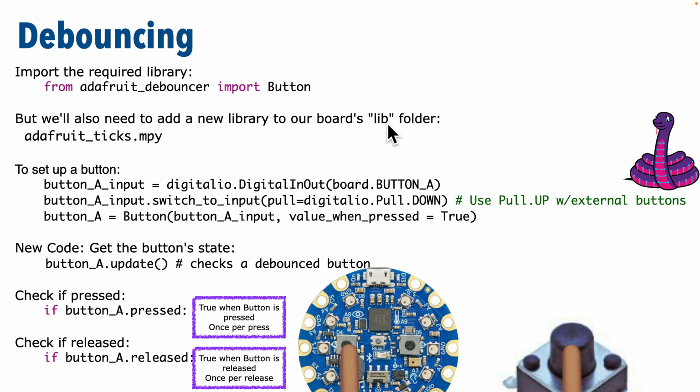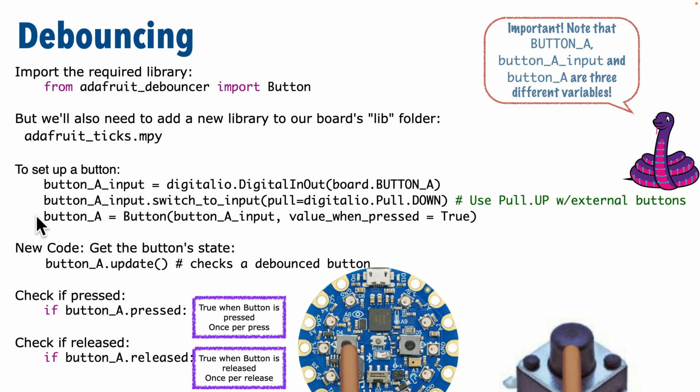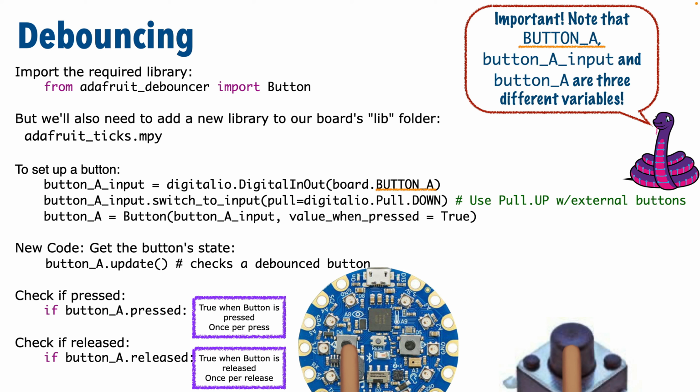Now, another thing that we change is the way we set up our buttons as well. So instead of just 2 lines, we need 3 lines. And Blink is telling us to watch out: the 3 variables, all caps BUTTON_A, button_A_input, and button_A are all different. It's really easy to confuse these 3 variables. Make sure you treat them as separate things.